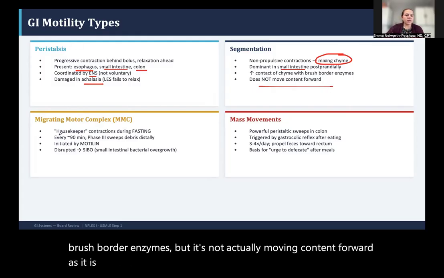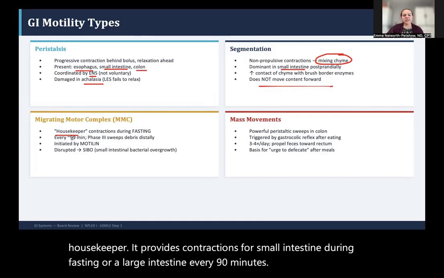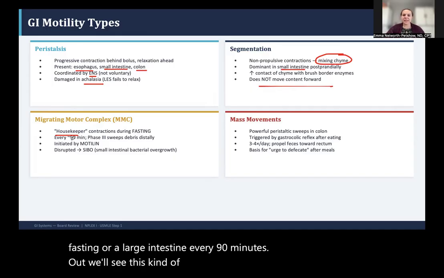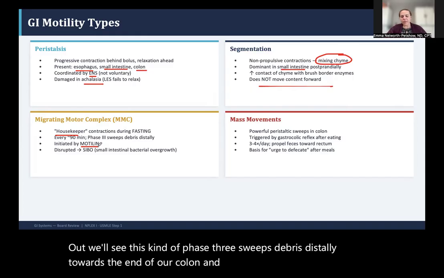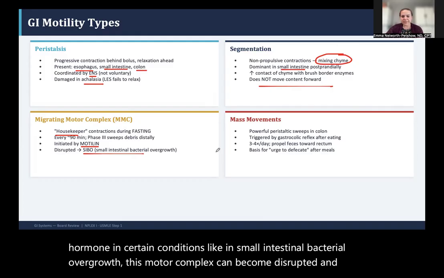The migrating motor complex is our housekeeper. It provides contractions to our small intestine during fasting, or a large intestine. Every 90 minutes or so, we'll see this phase 3 sweep debris distally towards the end of our colon, and it's initiated by motilin, a hormone. In certain conditions, like small intestinal bacterial overgrowth, this motor complex can become disrupted and we have slow motility.